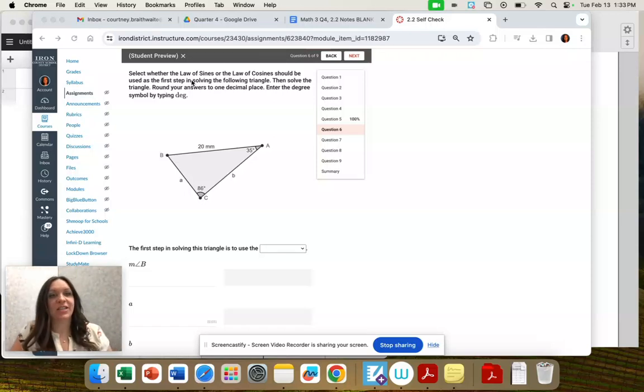Question 6, select whether the law of sines or law of cosines should be used as the first step in solving the following triangle. Then solve. Round your answers to one decimal place and enter degree after an angle. So let's look at this.